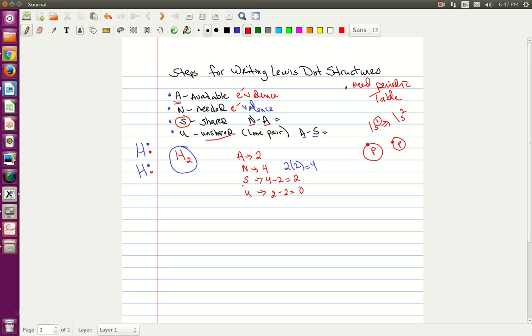So the shared would be the needed minus the available. Shared is needed minus available, so N minus A. And that's where I got this 2. Needed is 4, minus 2 available, is 2. And then unshared or lone pairs is the available minus shared. So the number available was 2, minus the number that were shared. So we have 0 that are going to be lone pairs.